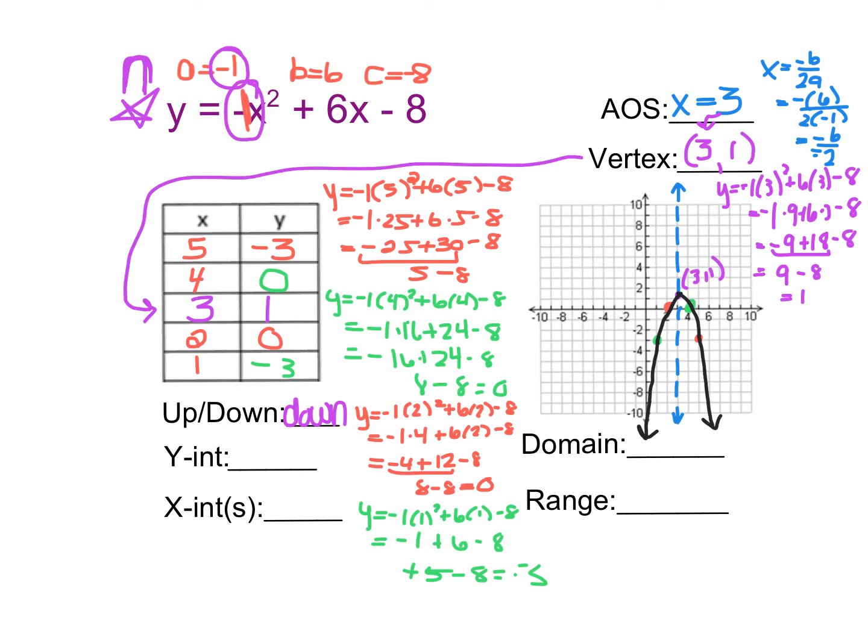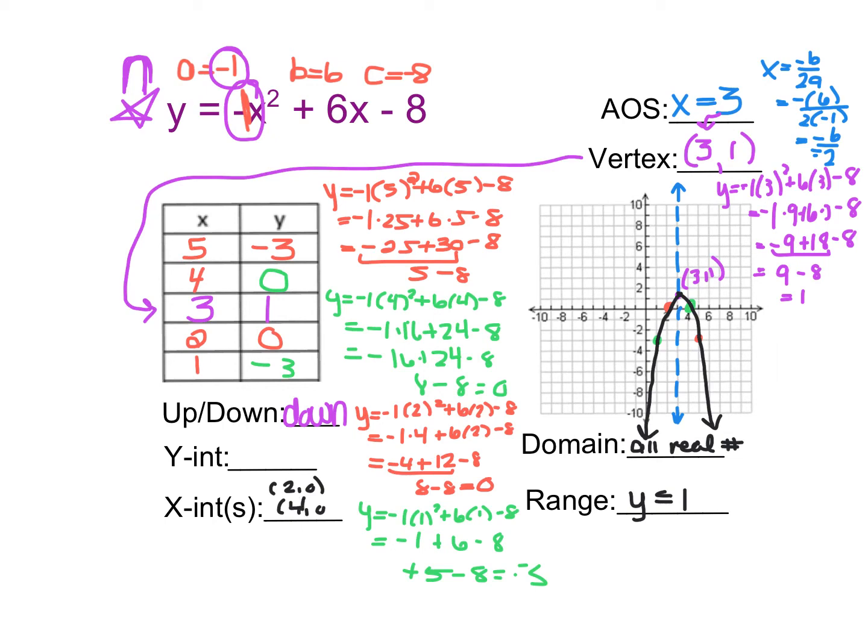And then from here I need to calculate other key components of my graph. So the first thing I need to find is my domain. I notice that my graph is going forever left and right, so my domain is simply all real numbers. My range has a highest value of 1, and then it goes down, so my range is y is less than or equal to 1. My x-intercepts I can clearly see on the graph. I can see I'm crossing the x-axis at (2, 0) and (4, 0).